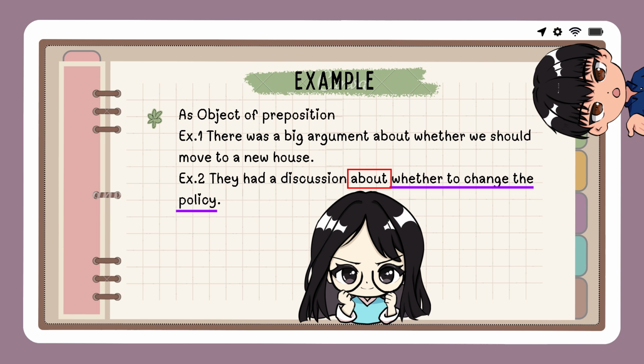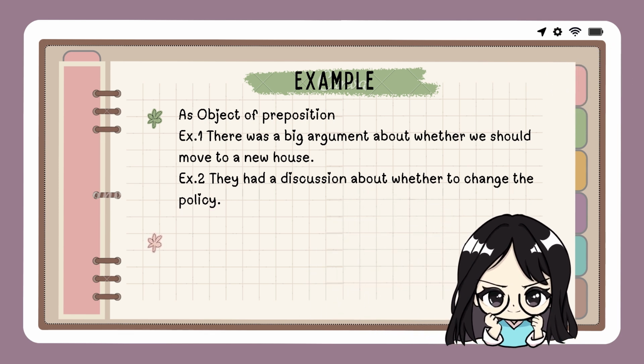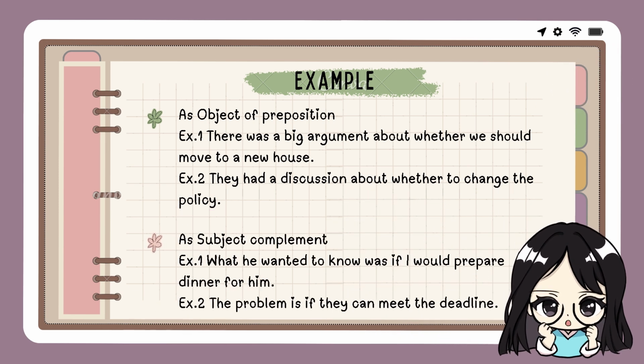Next example. As a subject complement. Example number 1. What he wanted to know was if I would prepare dinner for him. If I would prepare dinner for him, functioning as the subject complement, linked by the linking verb was. Example number 2. The problem is if they can meet the deadline. If they can meet the deadline, functioning as the subject complement, linked by the linking verb is.